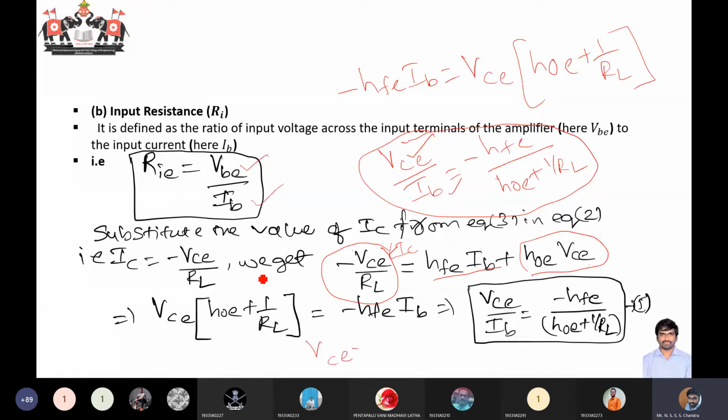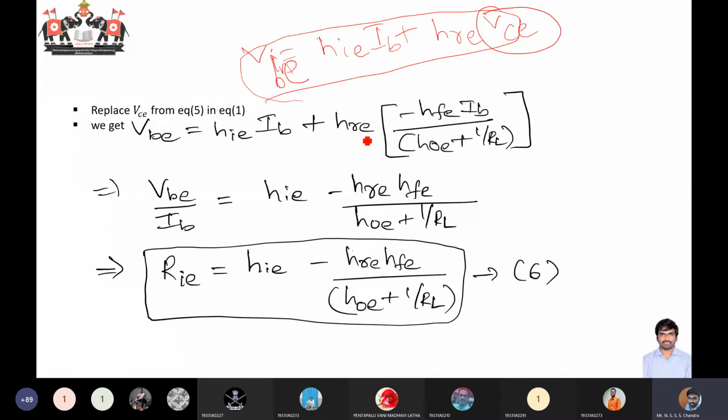VCE value I will be writing as minus HFE by HOE plus 1 by RL into this IB. When it goes to this side, it becomes a numerator. So this VCE value I am going to represent in this equation. So I am writing VBE is equal to HIE into IB plus HRE into, this entire term, which is nothing but your VCE. So I have replaced the value of VCE: VCE is equal to minus HFE into IB by HOE plus 1 by RL.